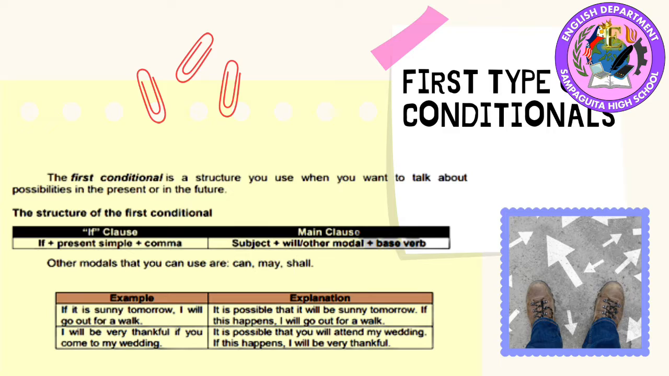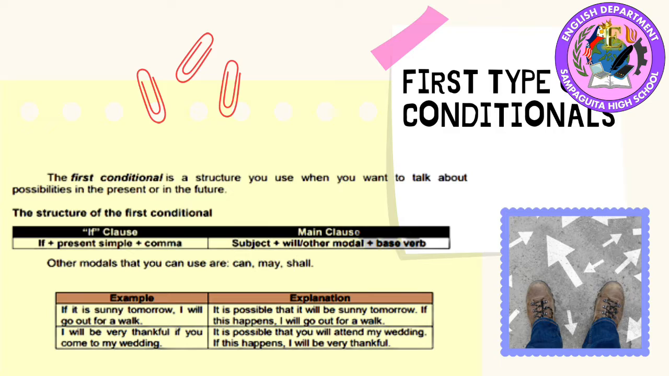Let's look at the if clause. If it is sunny tomorrow. So this is the condition. If this is met, okay, if this possibility is met, then the situation will happen. I will go out for a walk. Are you getting it? Next example.